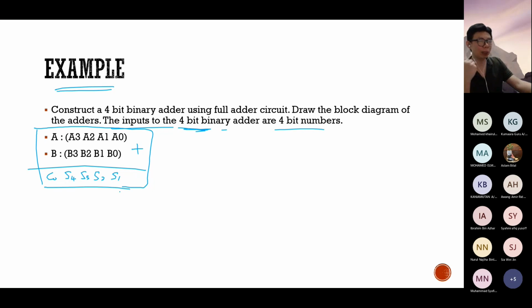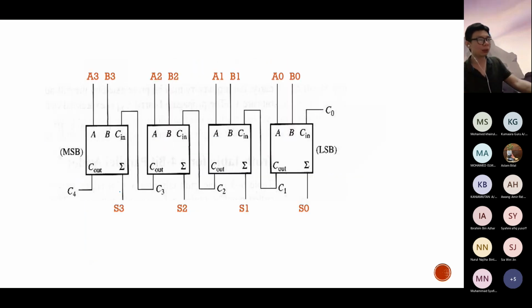So how do we make our adder? How do we connect our full adders together to do this? It's the same as the previous one. We have full adder 0, full adder 1, full adder 2, and then full adder 3. Same thing: the first one we connect to ground.